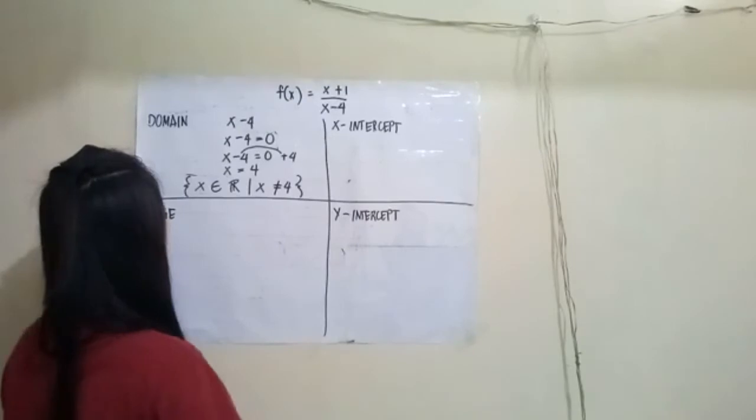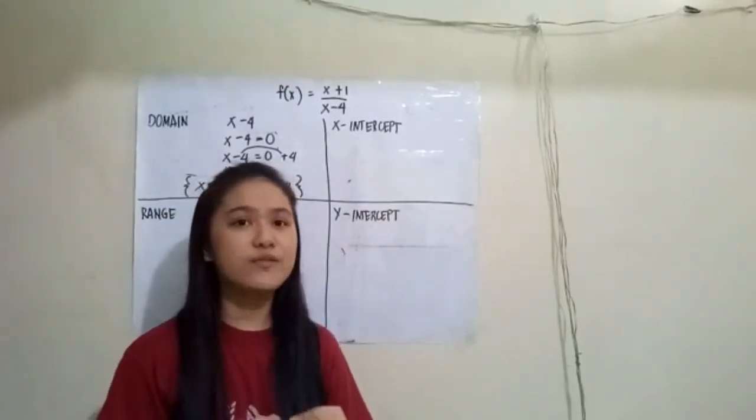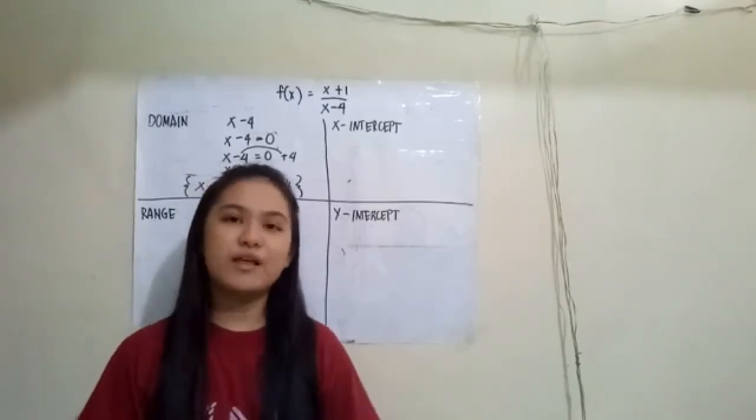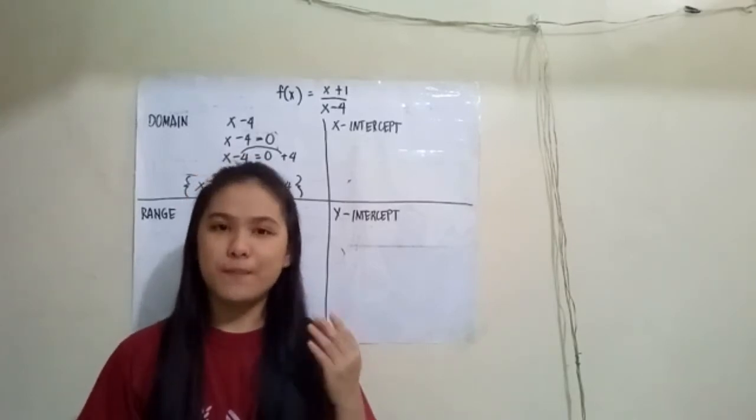Next is the range. Remember that the range of a rational function is equal to the domain of its inverse. And if that doesn't work, the best way to find the range is to make a graph.